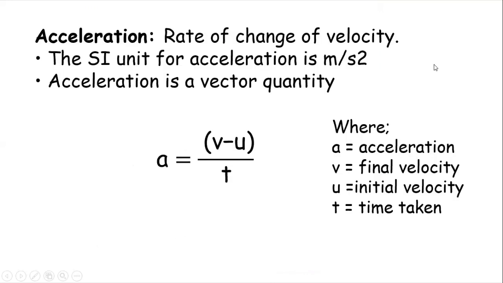So acceleration is the rate of change of velocity. The SI unit for acceleration is m/s². Acceleration is a vector quantity. So a = (v − u) / t, where a is acceleration, v is final velocity, u is initial velocity, and t is time taken.